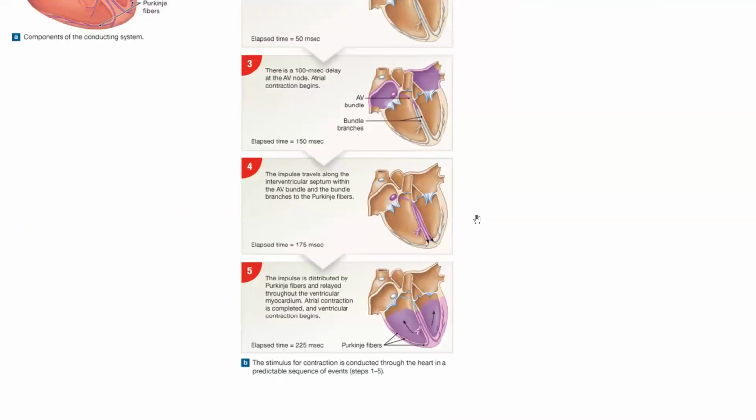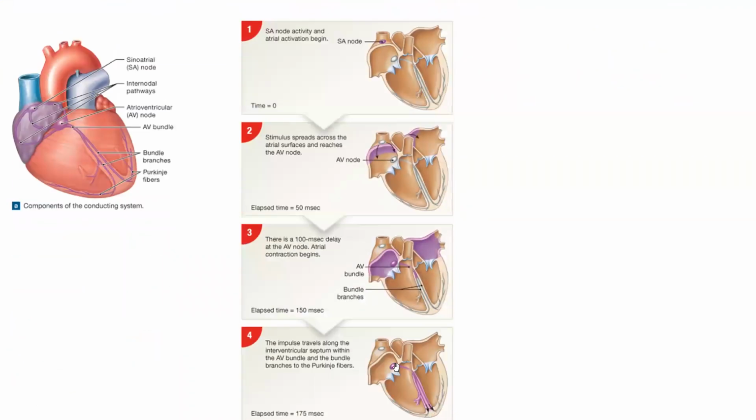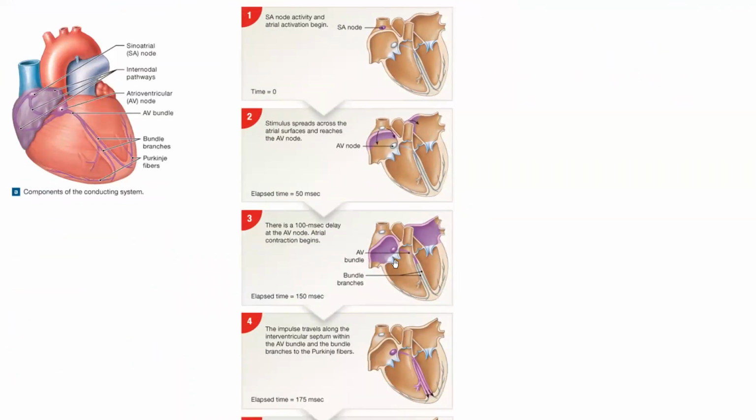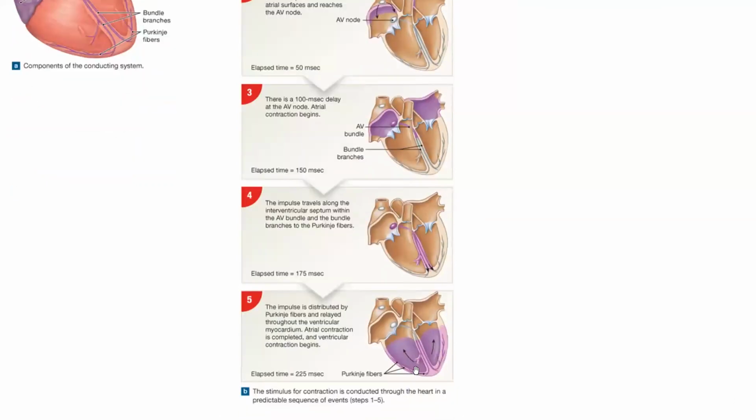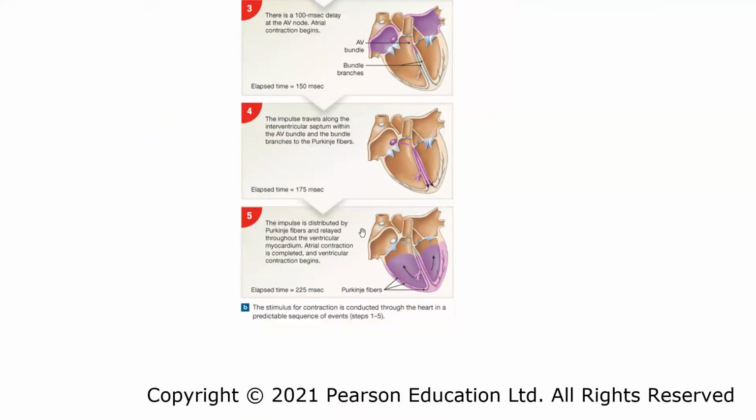So all that happens is the SA node contracts, causing the atria to contract. A split second later, the AV node contracts, sends its signal down the middle of the heart, back up the sides, and the ventricles completely contract. And this whole thing, from start to finish, time zero until the ventricles contract, is only about 225 milliseconds. That's 225 thousandths of a second. So this is happening about 4 times a second, which is pretty fast.